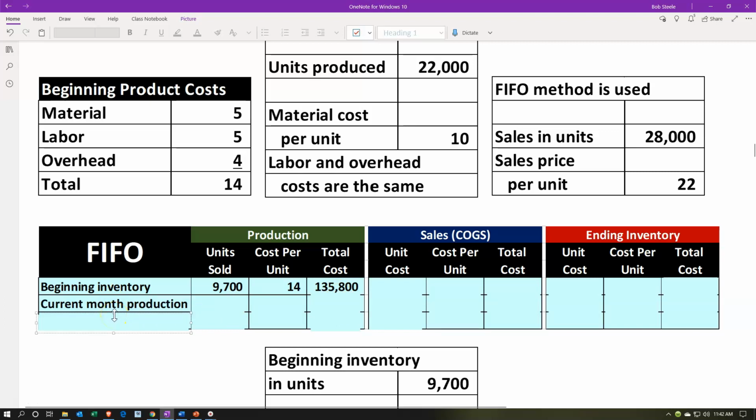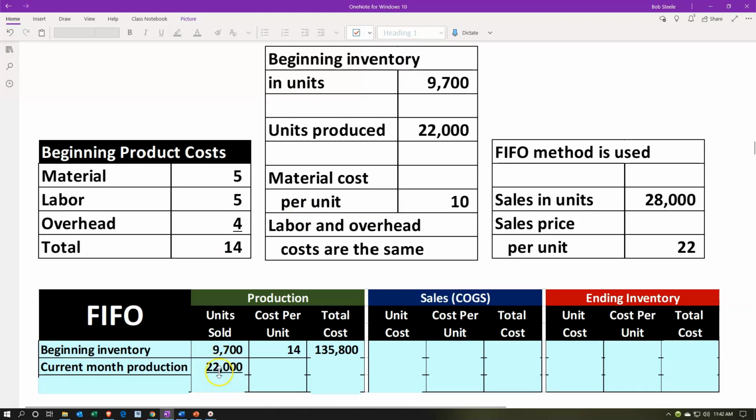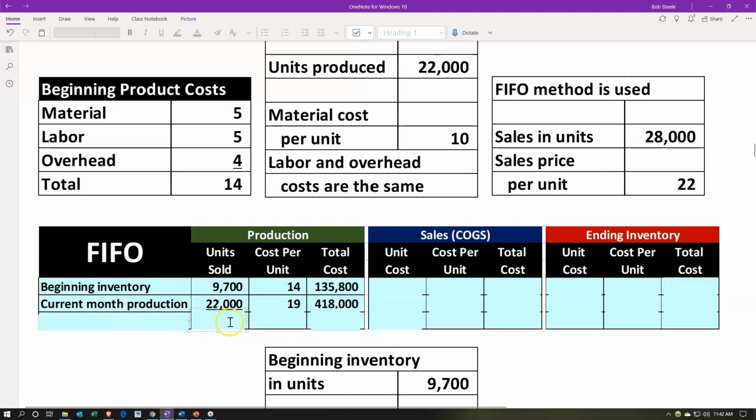Then we have the current month production, what we produced in the current month, that being the 22,000 units produced. They cost $19 per unit, which is 10 plus the 5 and the 4, which remained the same. So that's going to give us the 19. And if we multiply the 22,000 times the 19, we get 418,000. That's going to give us our total available: 31,700 units. And in dollars, that comes out to 553,800.